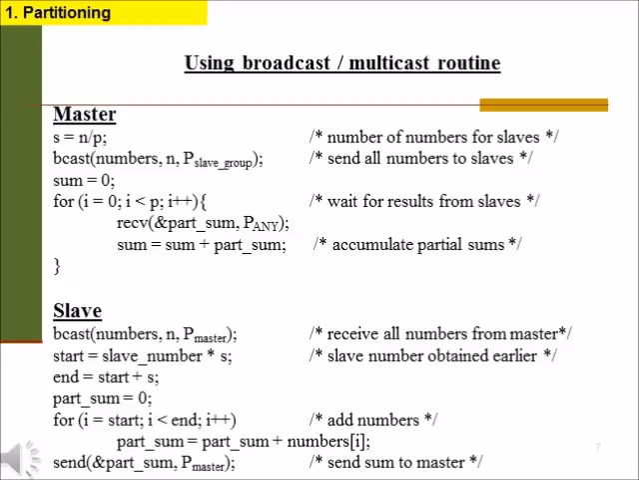MPI requires communicators to be established, and processors will have ranks within a communicator. Groups can be associated within communicators, and processors have a rank within the group.